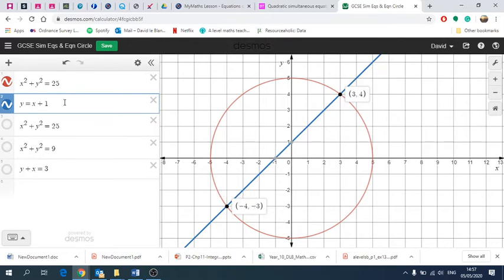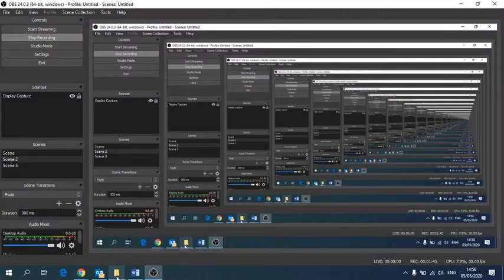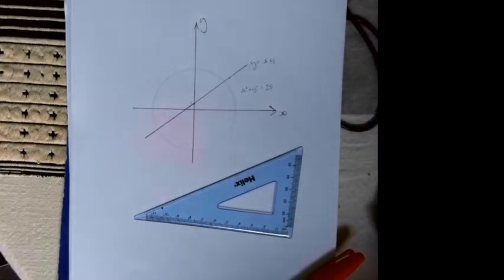Now, if we weren't given this on a graph, we would have to think a bit more cleverly about how we could find the answers, that x equals 3, y equals 4, or x equals -4, y equals -3. And we'll have a look at how. What we're going to have to do is solve this using a method called substitution.